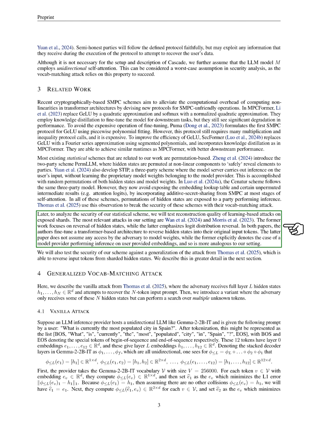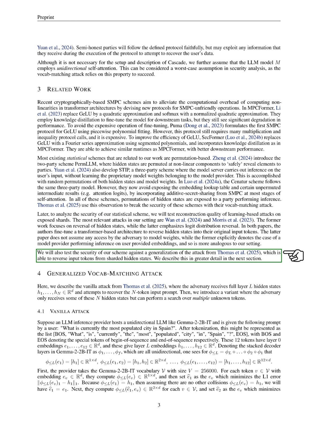The second study does not assume the adversary has access to model weights, while the first explicitly considers a scenario where a model provider performs inference on user-provided embeddings, making it more relevant to our situation. We will also evaluate our scheme's security against a generalized version of the attack that can reverse input tokens from sharded hidden states, which we will detail further in the next section.